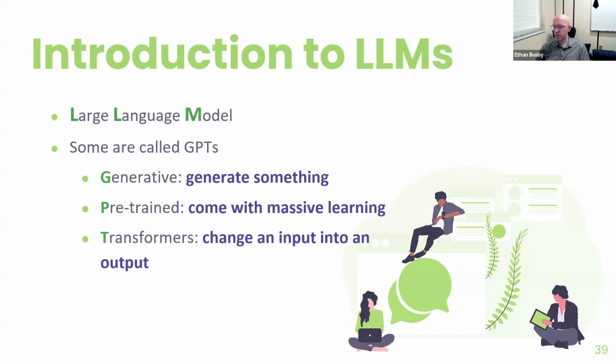There are ways to fine-tune. Some of you expressed an interest in fine-tuning in the chat. There are ways to do some fine-tuning with these models, but they come having been pre-trained on, again, billions and billions of documents. And they're transformers in that they take some input and change that into a vector or a numeric space and then construct some output. So they take some input, do some transformation to it, and produce some output.